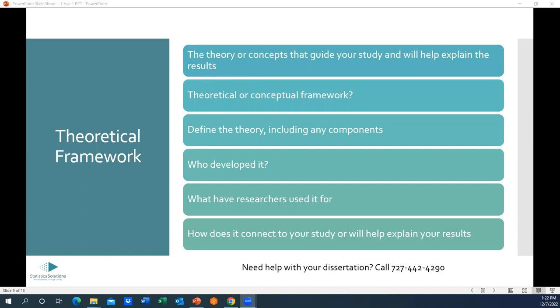Theories are used for quantitative studies because they work deductively. In other words, you're taking a general theory and you're testing it on a specific population, right? And then you're going to use that theory to explain the details of what you get. Okay, that's deductive. The conceptual framework, qualitative studies work great.